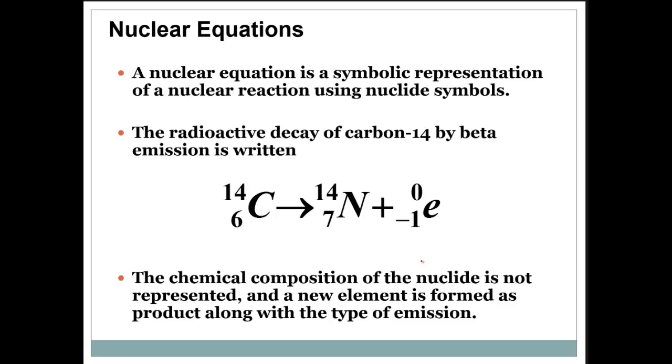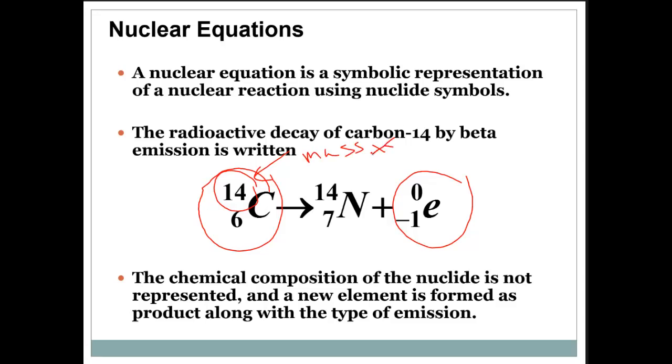The radioactive decay of carbon-14 by beta emission is written as this. This is a beta particle, which we'll be talking about later on. Carbon-14 indicates the mass number, which is the protons and the neutrons added together. And the bottom number is the atomic number, which is the protons.